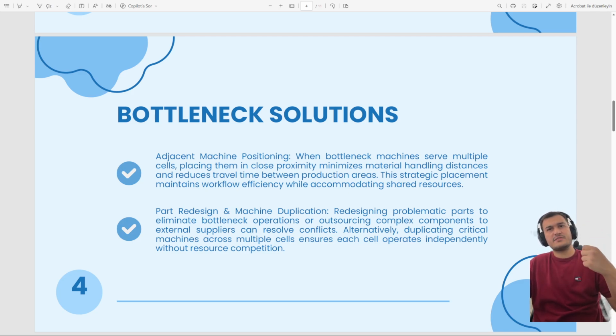The second one is part redesigning. You can work with engineering teams to redesign the problematic parts. The third one is outsourcing. You can choose to buy more complex parts from suppliers. And the last alternative is machine duplication, but it might cause a budget problem because you need to buy a new machine.